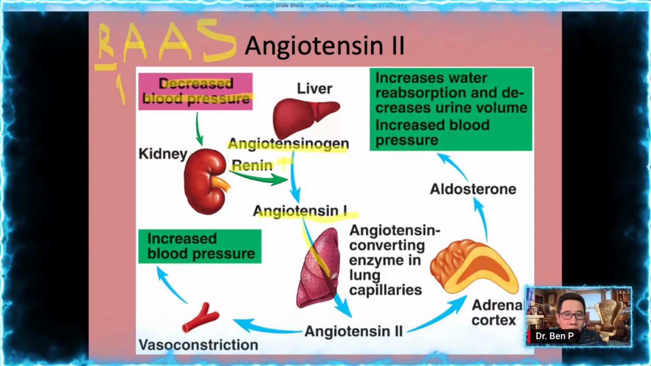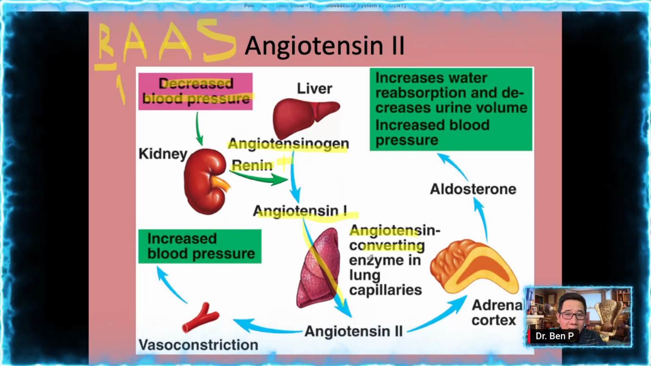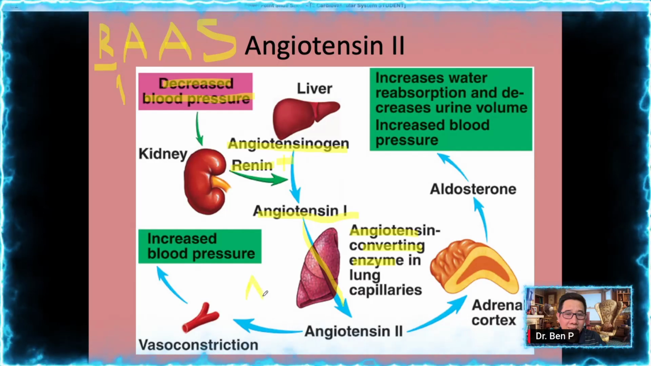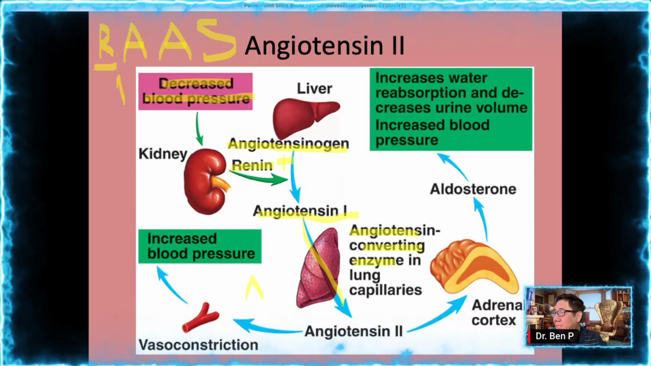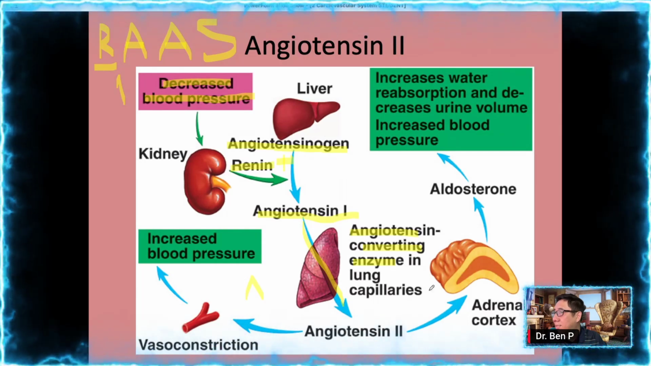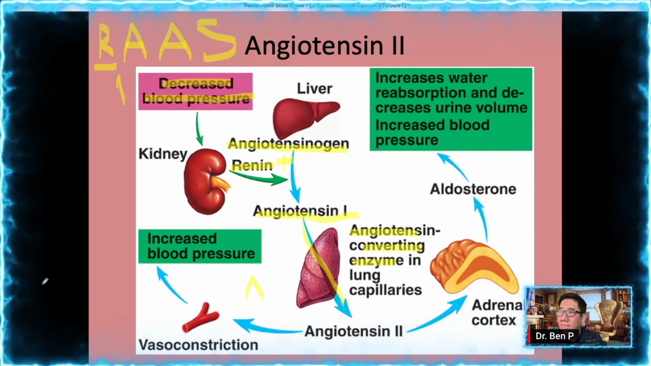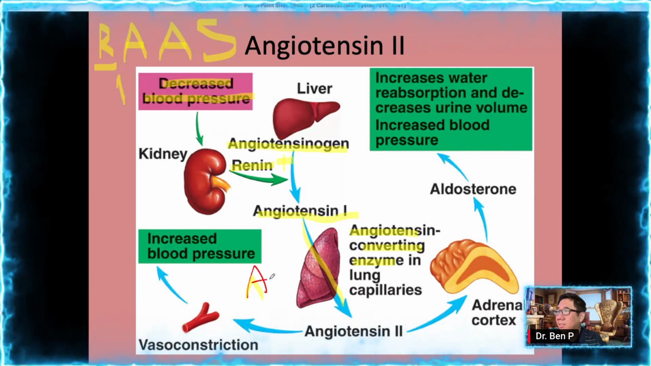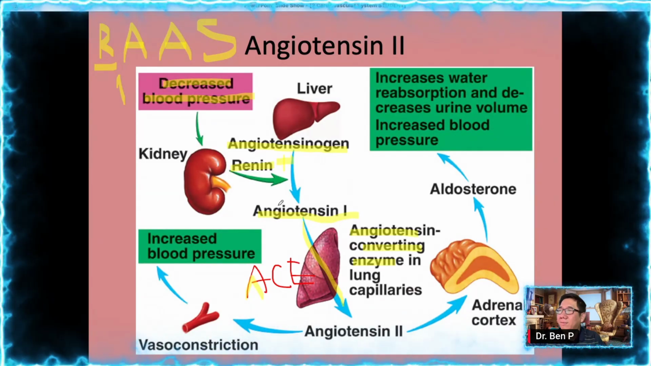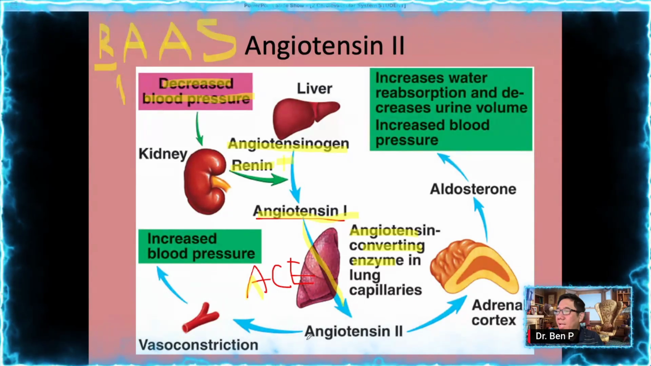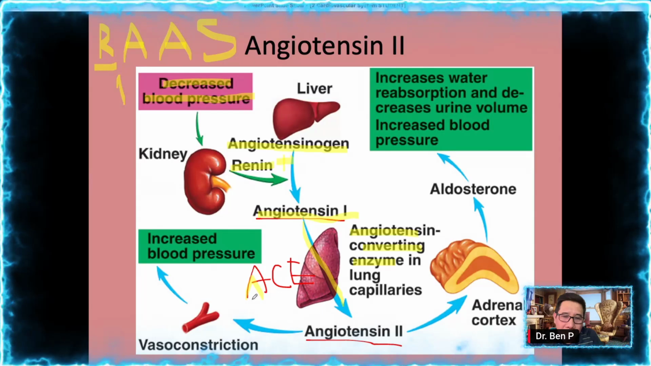Angiotensin 1 then goes through your lungs, through angiotensin converting enzyme, also known as ACE. A-C-E. So angiotensin converting enzyme, what is it converting? It's converting angiotensin 1 to angiotensin 2. Angiotensin 1 becomes angiotensin 2 because of ACE.